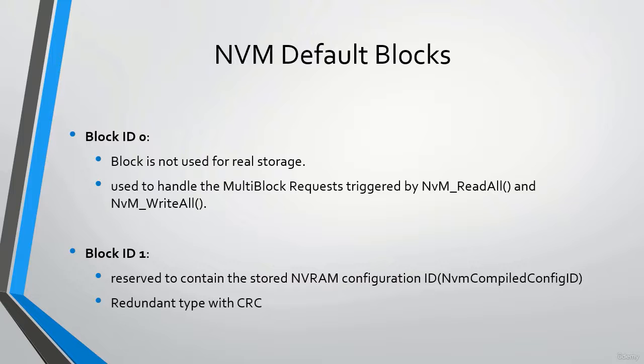This block ID 1 is of the type redundant, and it also has CRC enabled. So that's about the default blocks. Now let's try to understand how the configuration changes are handled.